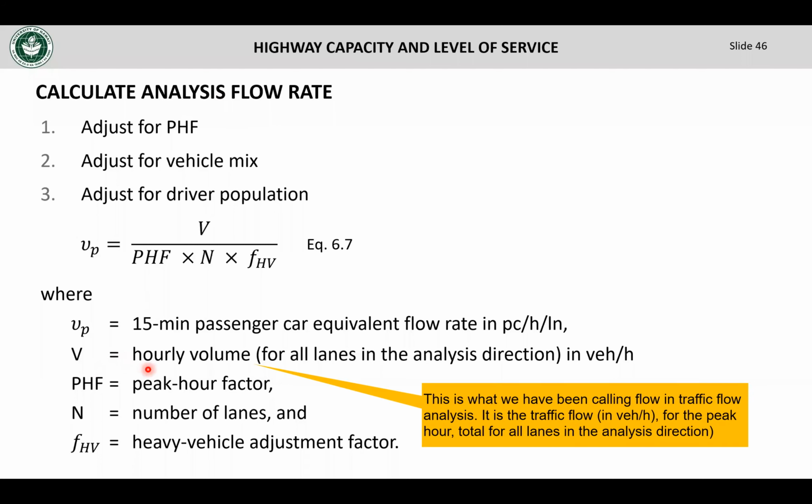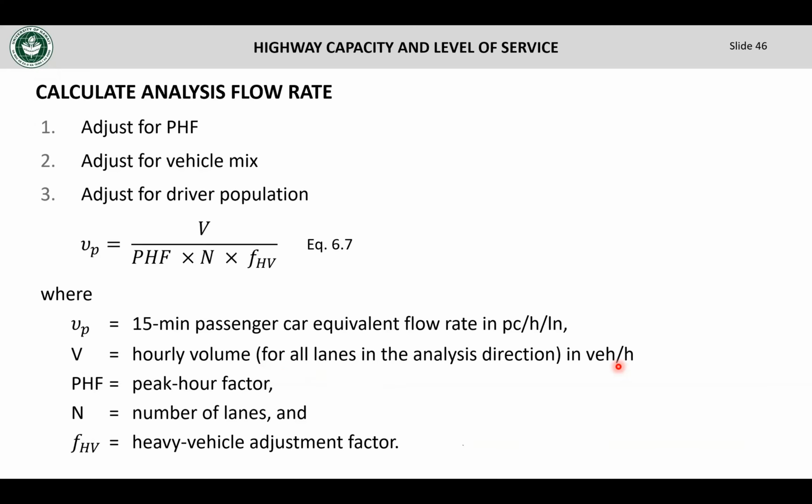Let's define the hourly volume. Notice that it says for all lanes in analysis direction in vehicles per hour. Clearly, most of the time what you will get is some estimate of the annual average daily traffic for your freeway. With that, you will have to come up with an estimate of an hourly volume, which is typically given in vehicles per hour. And that would be for all lanes in the analysis direction. So this is determined in vehicles per hour. And vehicles encompass anything: cars, trucks, motorcycles, everything. And it's total for all lanes.